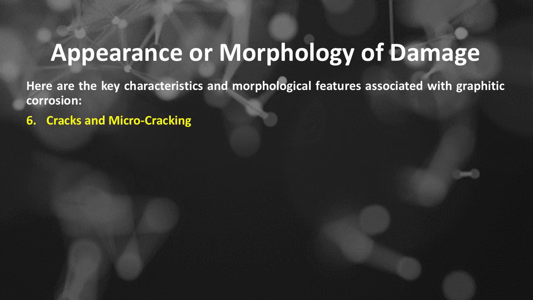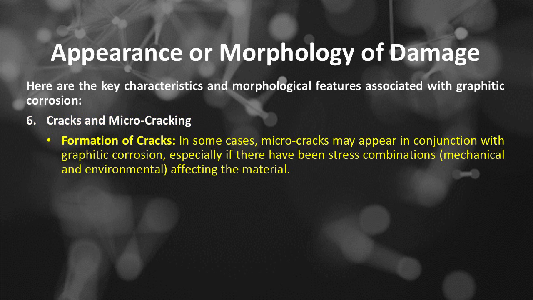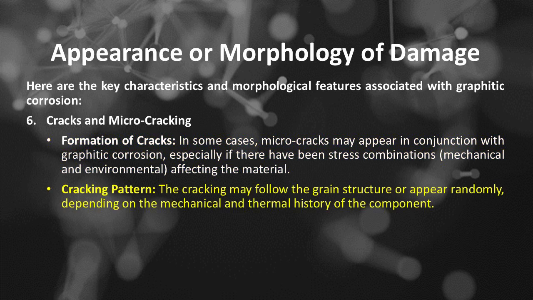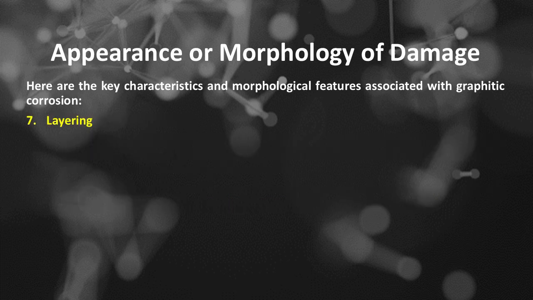Number 6 is cracks and microcracking. Formation of cracks. In some cases, microcracks may appear in conjunction with graphitic corrosion, especially if there have been stress combinations, mechanical and environmental, affecting the material. Cracking pattern. The cracking may follow the grain structure or appear randomly, depending on the mechanical and thermal history of the component. Number 7 is layering.